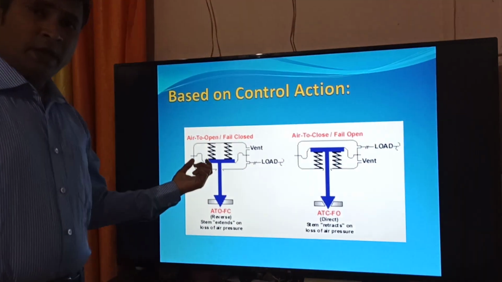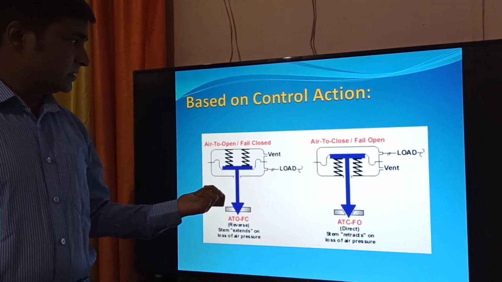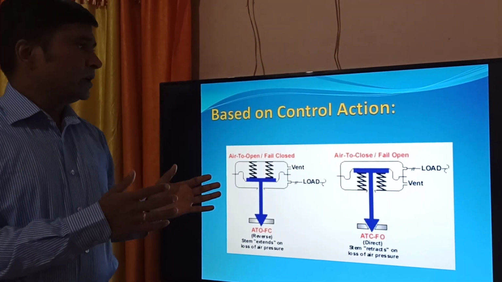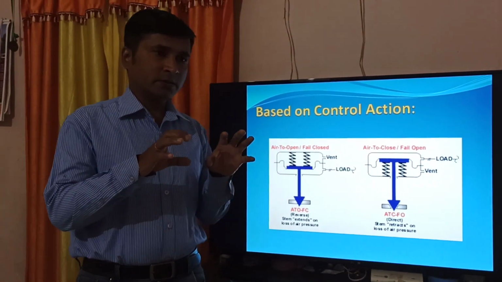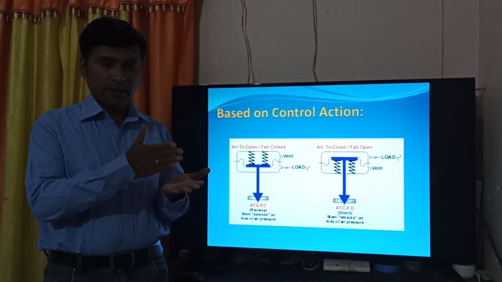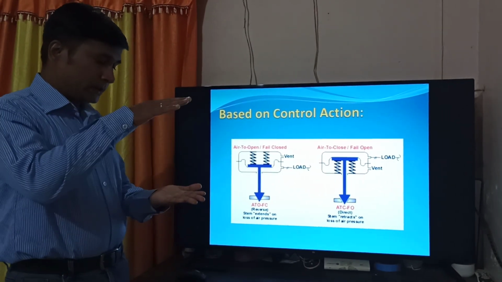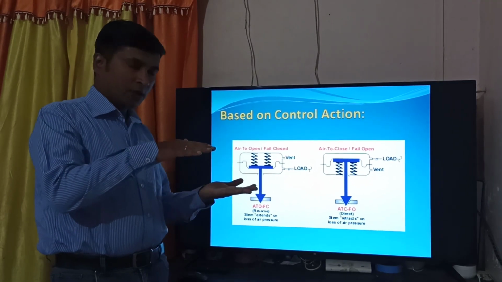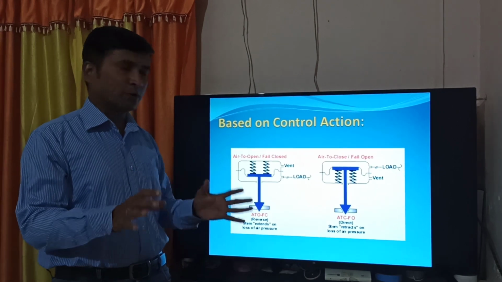These air to open or air to close control valves are used in industries depending upon the application. That is, if we consider an exothermic reaction. What is an exothermic reaction? The reaction in which heat is generated as the reaction progresses. In this case, suppose in the exothermic reaction the air supply is blocked, then what will happen?